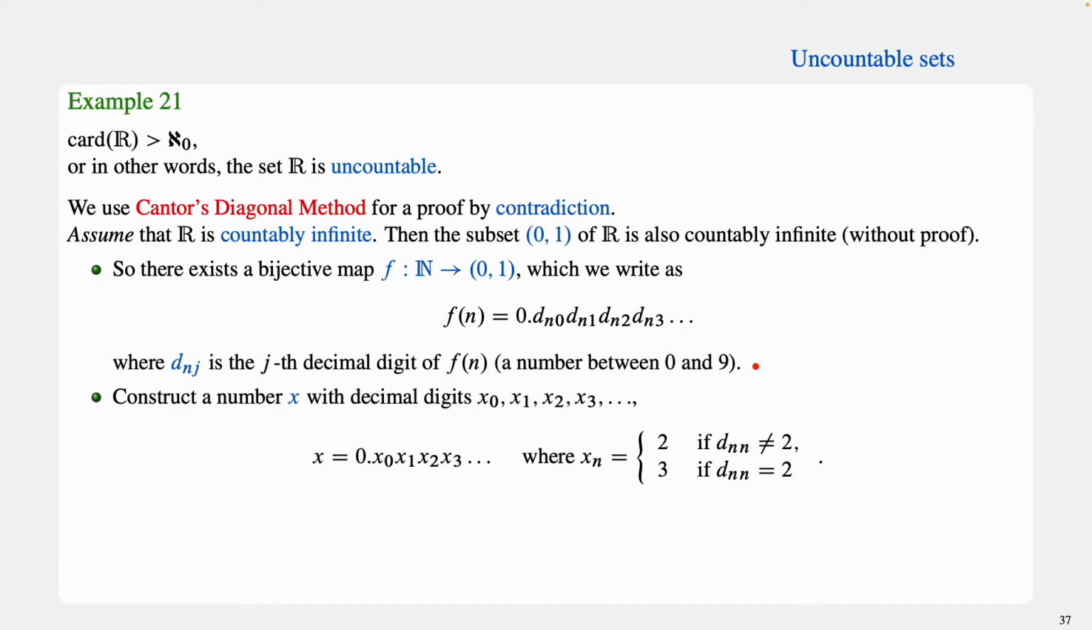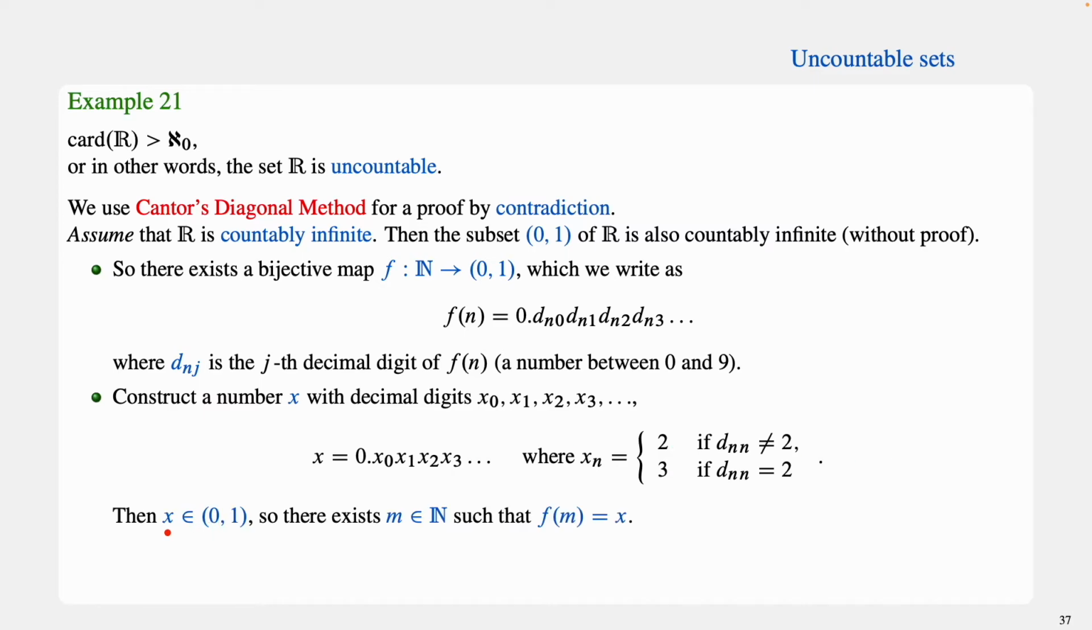Now we construct the number x with decimal digits x0, x1, x2 and so on as follows. x equals 0.x0 x1 x2 and so on, where we choose the nth digit of x to be 2 if d_nn is not equal to 2, and to be 3 if d_nn is equal to 2. So for the nth digit of x, we look at the nth digit of f(n), and then depending on whether it's 2 or 3, we pick x_n to be something different.